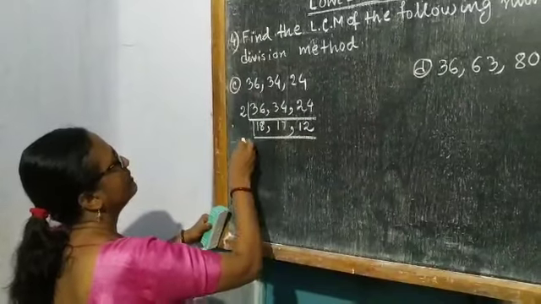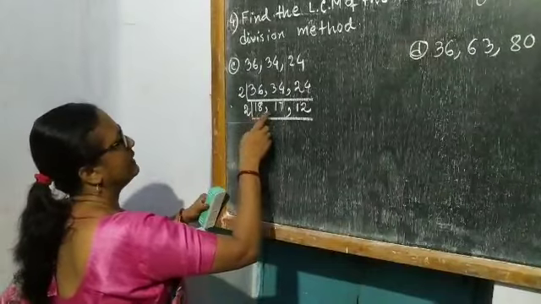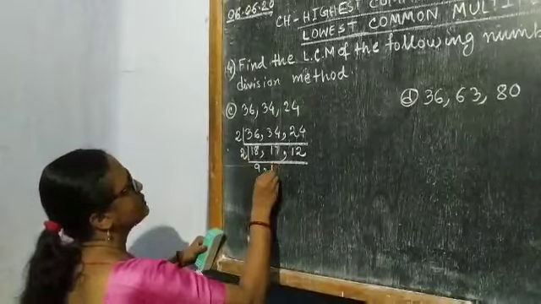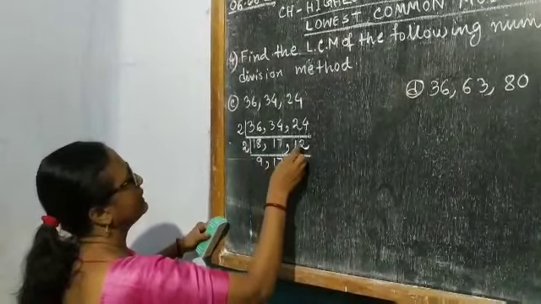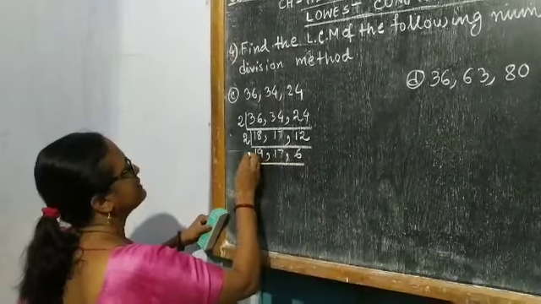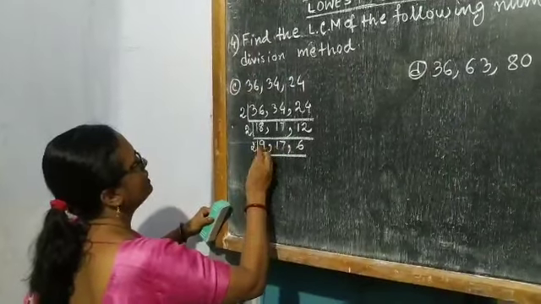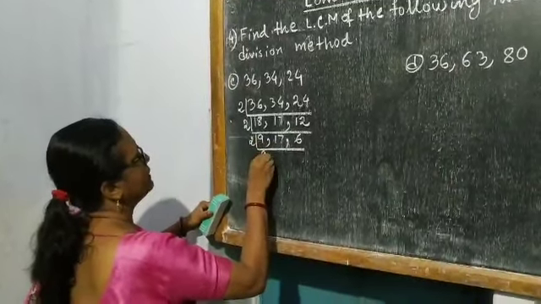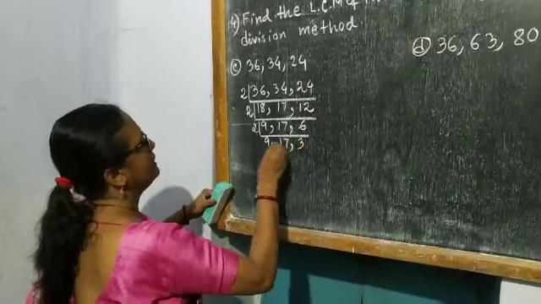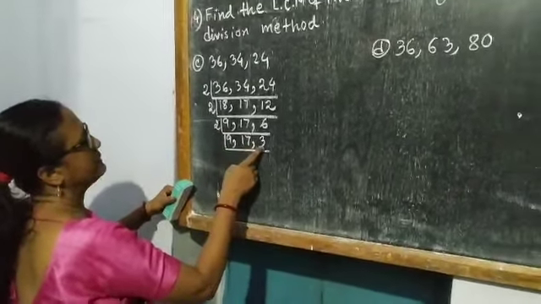Again, 2 even numbers are there, 18 and 12, so divide them by 2. 18 divided by 2 is 9. 17 is not divisible by 2, so copy it down without dividing. 12 divided by 2 is 6. Again, 6 is divisible by 2, so divide the numbers of this row by 2. 9 is not divisible by 2, so copy it down without dividing. 17 also the same. Now 6 divided by 2 is 3. Again, now you see, none of them are divisible by 2.